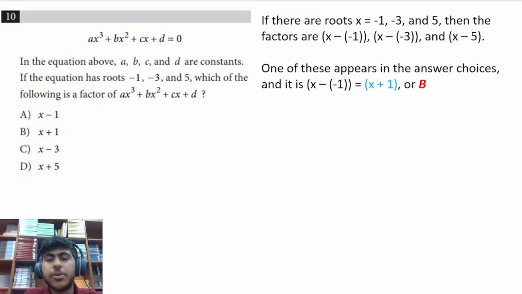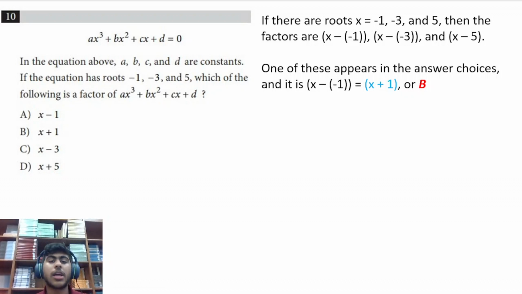So we can use this by doing x minus -1, x minus -3, and x minus 5. This gives you x plus 1, x plus 3, and x minus 5. All three of these are going to be factors of this big function, because if you plug in -1, or -3, or 5, then these factors become 0 and the function becomes 0. They become the same thing, so that's why you can do that, and these are factors of the function.